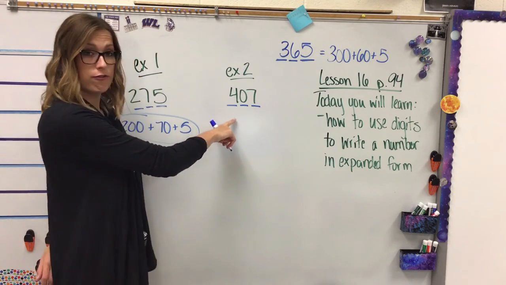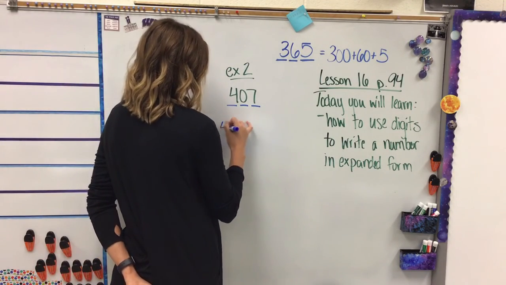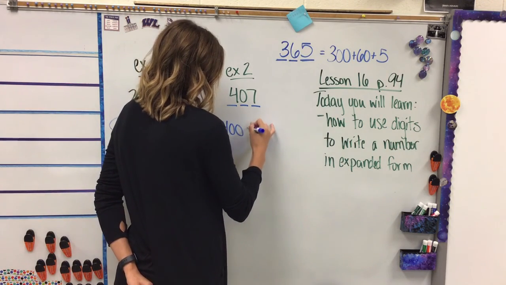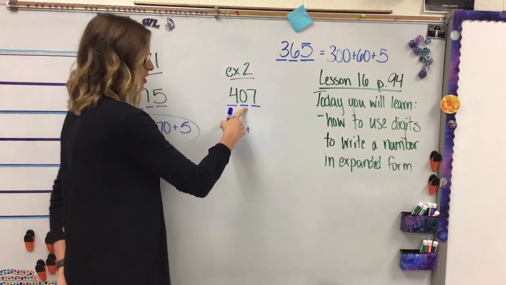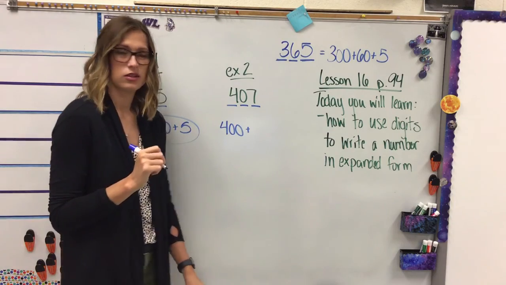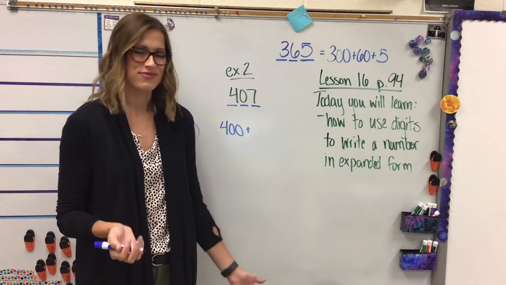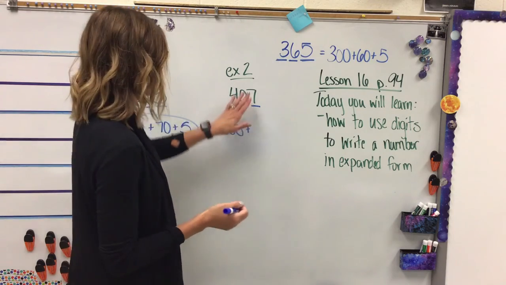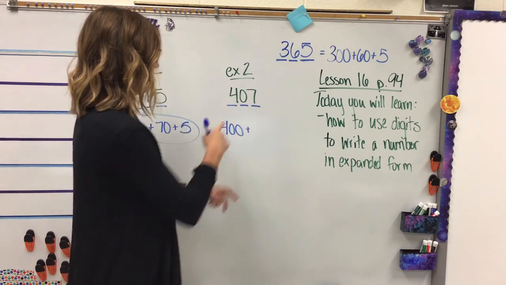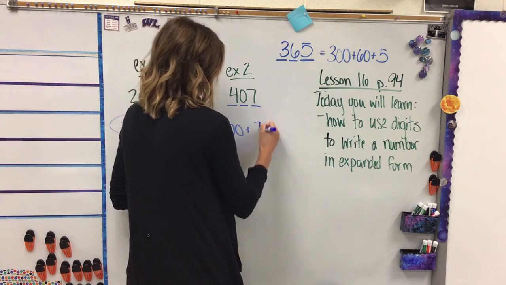First one, we got a 4 in the hundreds place, so that would be 400. We have nothing in the tens place. So if I write plus 0 here, is that going to change my answer at all? No, so I don't need to write it. If I get a 0 here, I can ignore that. And then plus 7 in the ones place.